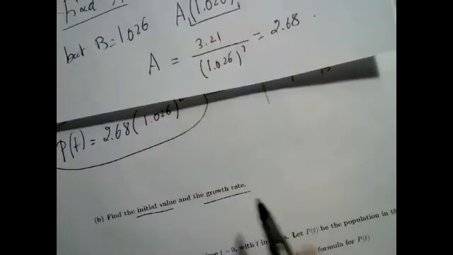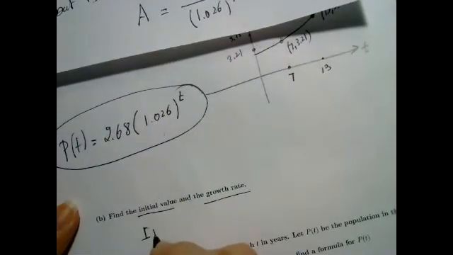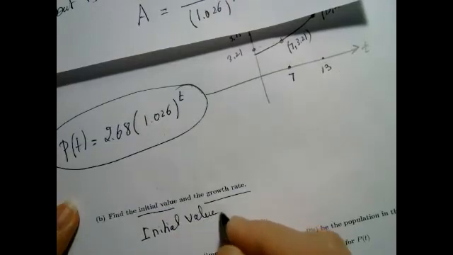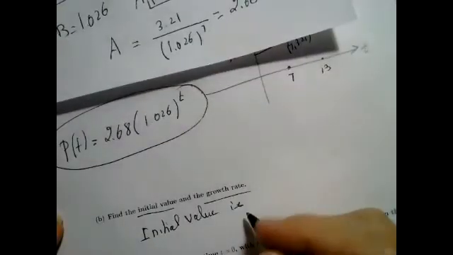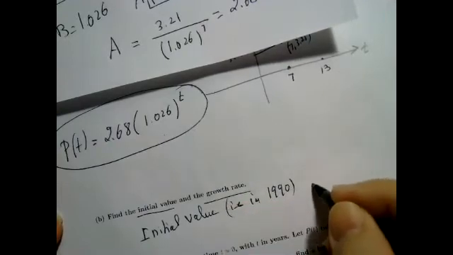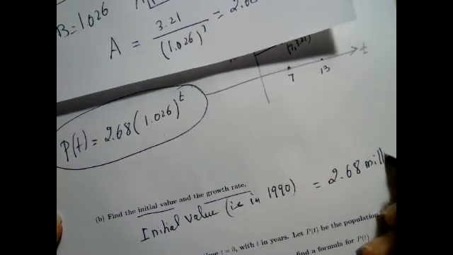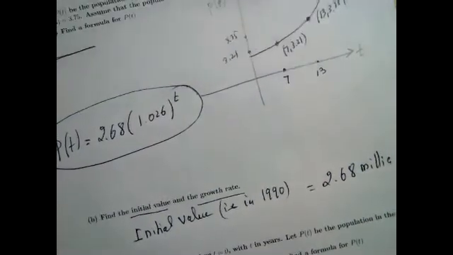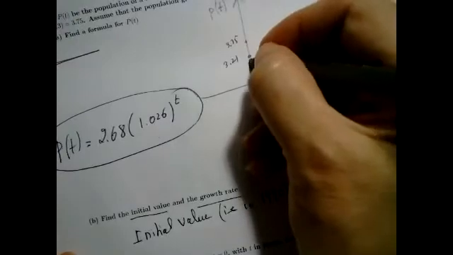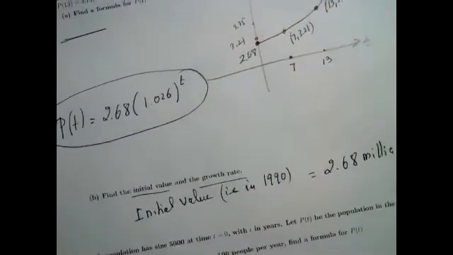So what is the initial value? Now this is the formula for the population. The initial value means in the year 1990, because that's when we started the counting, the population was 2.68 million. That's what we're starting with. So on the graph here, that's the starting point that we did not have. We did not have the initial value.